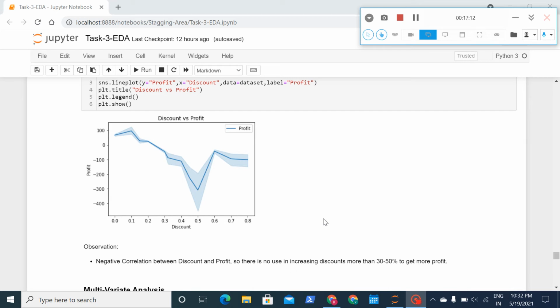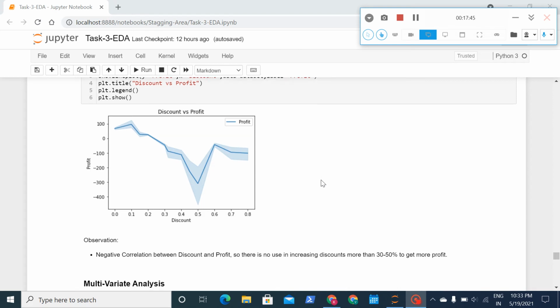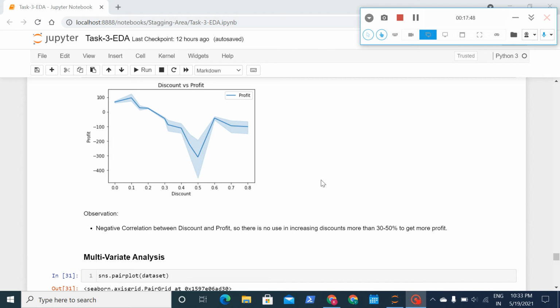So there is no use in increasing discounts more than 30 to 50 percent to get more profit. Discount is important to get sales, and sales is important to get profit, but as we see, discounts do not influence the profit so much. So only in the states which we have seen at the bottom of the bar graph, we can give discounts to improve sales and get more customers. For the remaining states, the discount should not be more than 50 percent to get more profit.